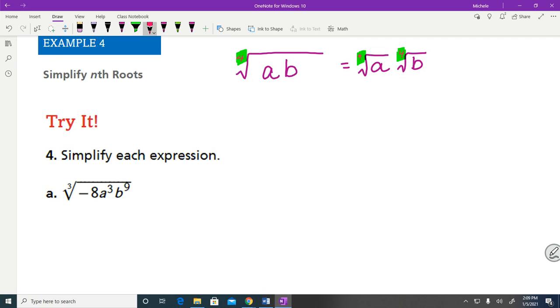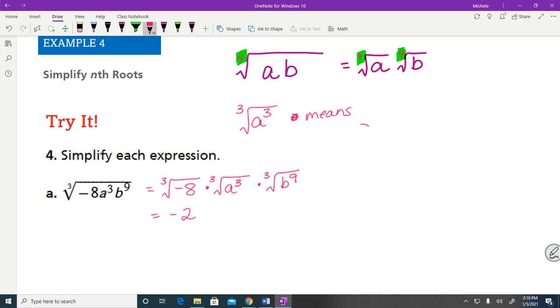We're going to simplify the expression, the cubed root of negative 8, a cubed, b to the ninth. So I'm going to split that up. The cubed root of negative 8 times the cubed root of a to the third times the cubed root of b to the ninth. Okay, the cubed root of negative 8, well, what number times itself 3 times is 8? Well, that's 2, but I need negative 8, so we'll have negative 2. Whenever you are trying to take a root of a variable, the cubed root of a cubed is asking, what number or what thing times itself 3 times is going to be a cubed? Well, a times a times a. So this is equal to a.